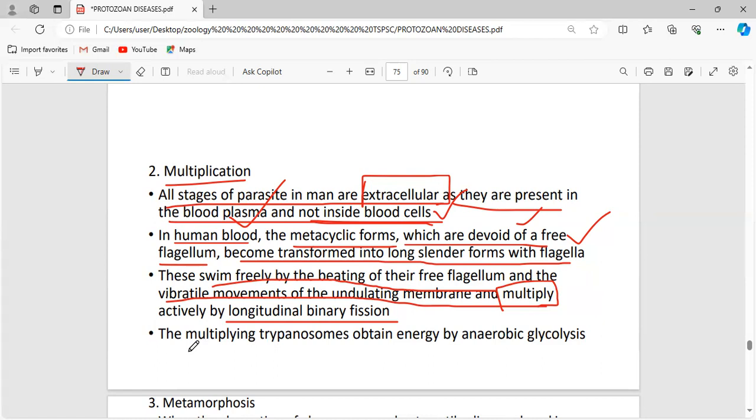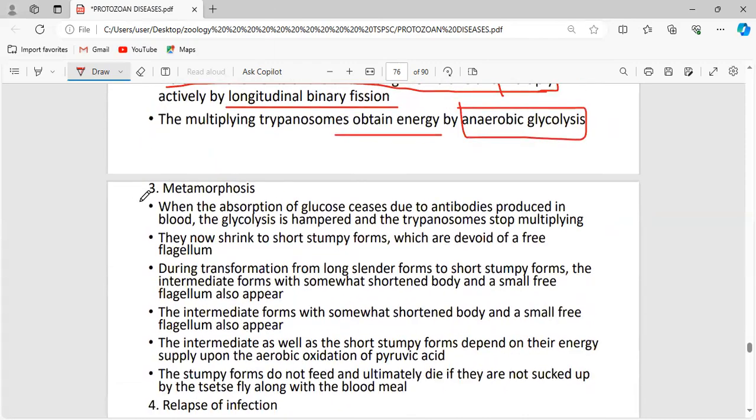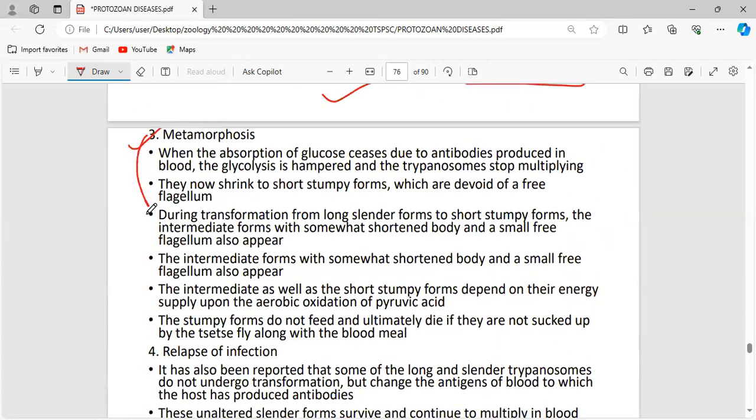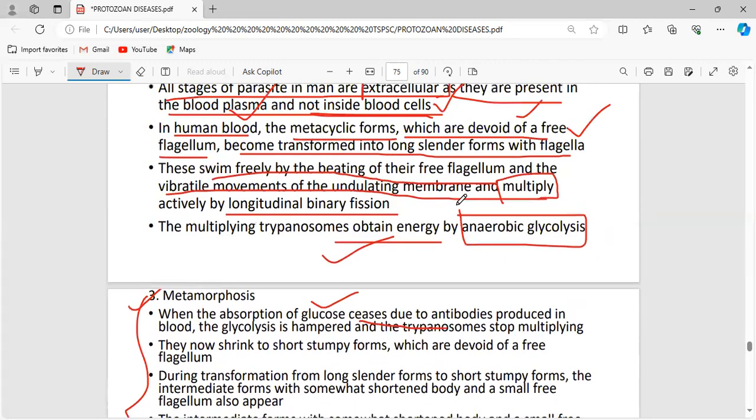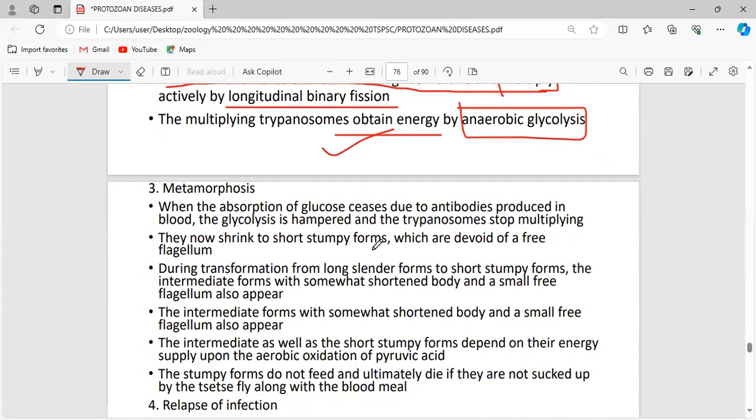For that, it needs energy. To obtain the energy, they undergo anaerobic glycolysis. Fine. Now, metamorphosis. After it gains some of the energy, it has to undergo some structural changes. When the absorption of glucose ceases due to the antibodies, see, initially it needs energy for its growth. After some time, when the parasite forms, the energy is sufficient, then the absorption of glucose ceases. How does it stop? By the antibodies.